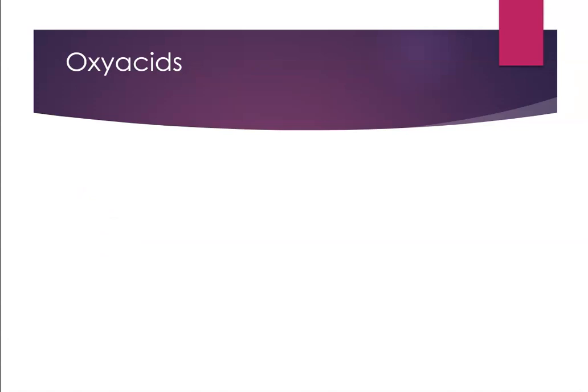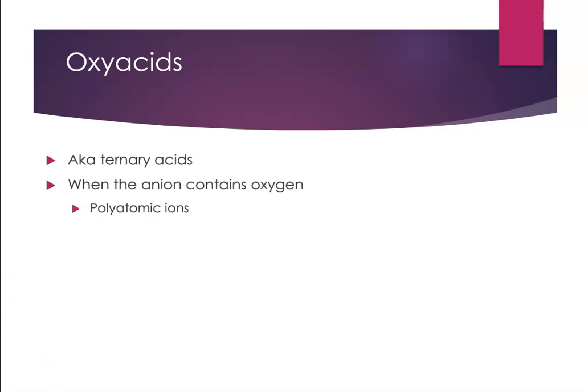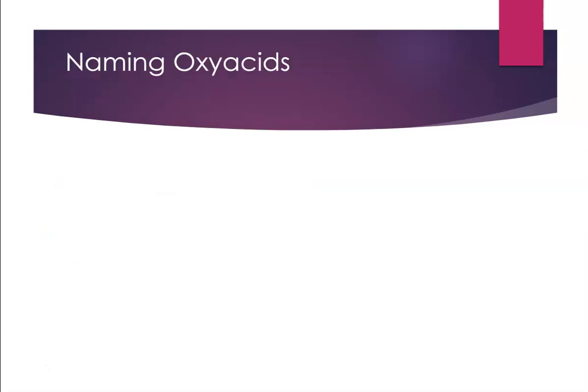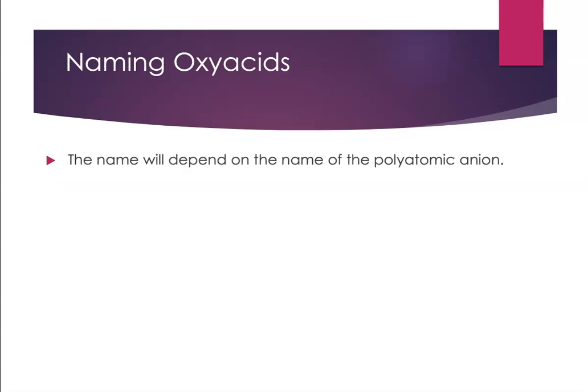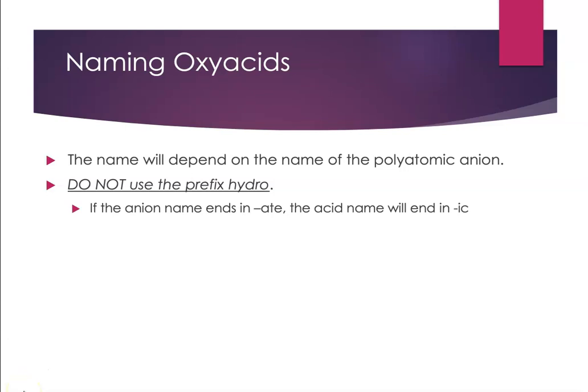The other broad category of acids that I want you to be familiar with are called oxyacids. These are sometimes also called ternary acids, and they involve our polyatomic ions with oxygen in them. Some examples of oxyacids: H2SO4, battery acid; HNO3, nitric acid. And so let's talk about how to name these. The name depends on the name of the polyatomic anion, so you need to have that identified before you figure out the name. We do not use the prefix hydro with our oxyacids. You have to look at the anion name. If the anion name ends in ate, the acid name will end in ic.